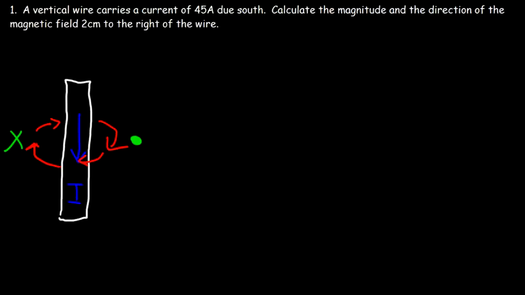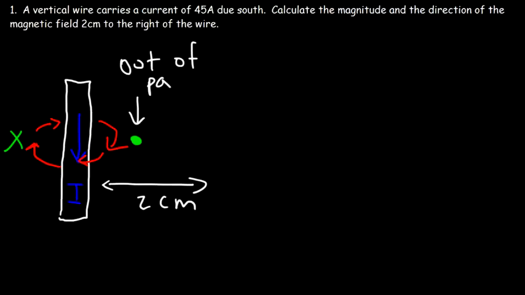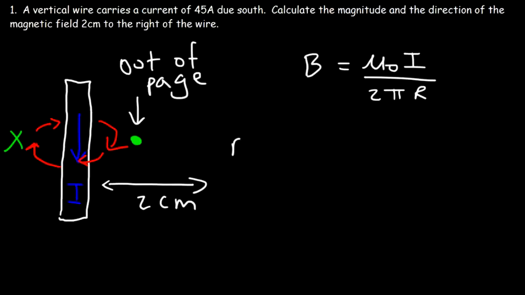Now our goal is to find the magnetic field 2 centimeters to the right of the wire. We already have the direction of the magnetic field. It's out of the page. All we need to do now is calculate the magnitude. So we can use this equation: B is equal to mu 0 times I divided by 2 pi r. Mu 0 is equal to 4 pi times 10 to the minus 7, and the current is 45 amps.